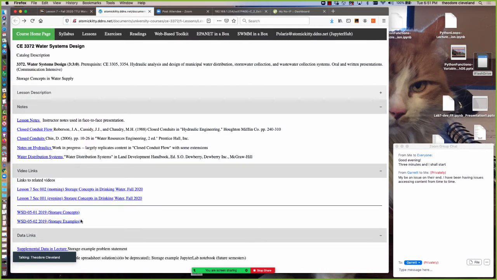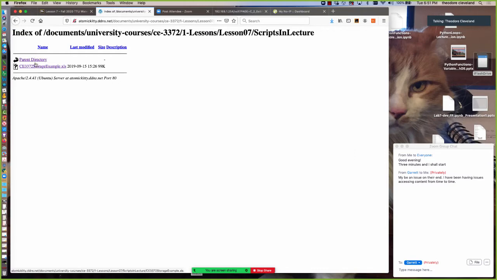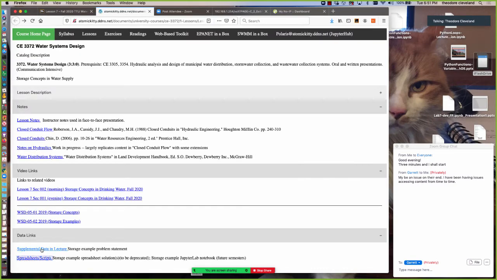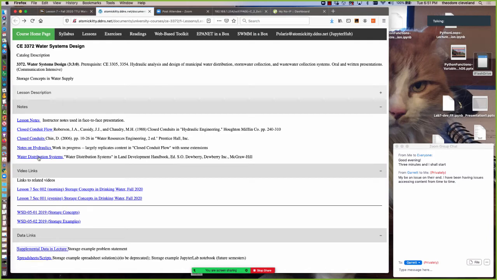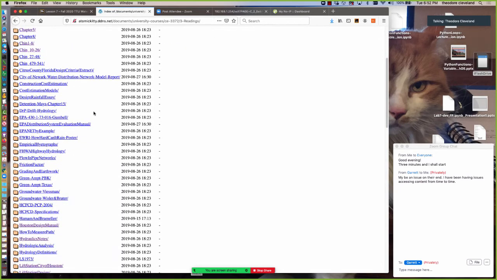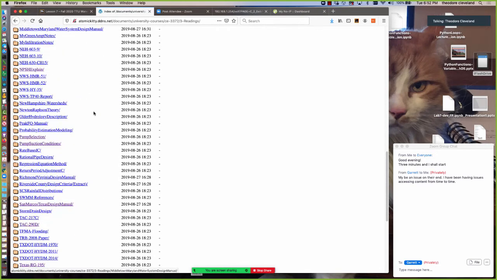In data links, there are some spreadsheets, and we'll visit this spreadsheet later on. And the supplemental data is an example that is implemented in that spreadsheet. There's some readings, but the most useful one is water distribution systems in the Land Development Handbook, and a particular reading that's currently not linked.